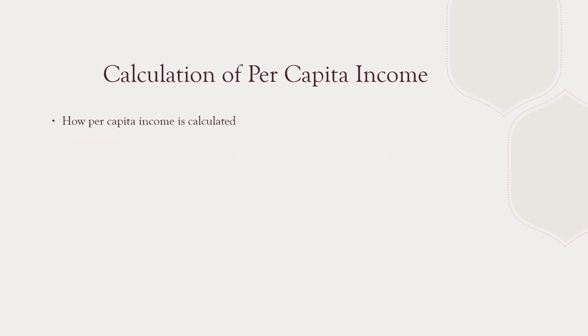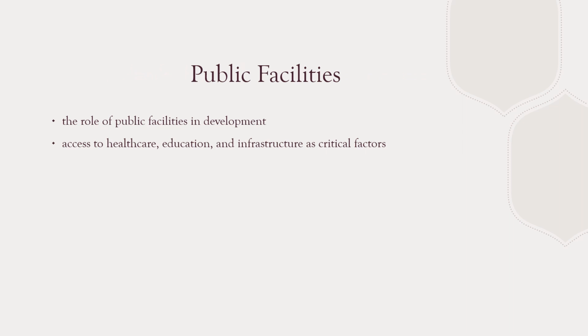Per capita income. So here in this slide we'll be seeing about the calculation of per capita income. Per capita income is determined by dividing a country's total income by its population, providing an average income per person. Providing an illustrative calculation using an example, demonstrating the calculation process helps in understanding how this important indicator is derived. Now let's go to the next slide.